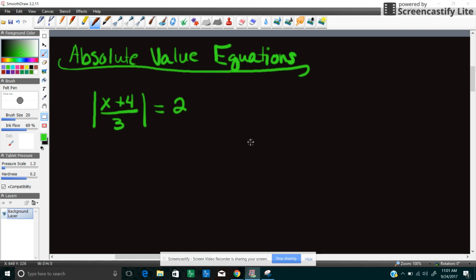Okay, in this video, I'm going to talk about how to solve absolute value equations. And we're just going to do it by example. Remember that absolute value means we can have negative and positive values inside these two bars.